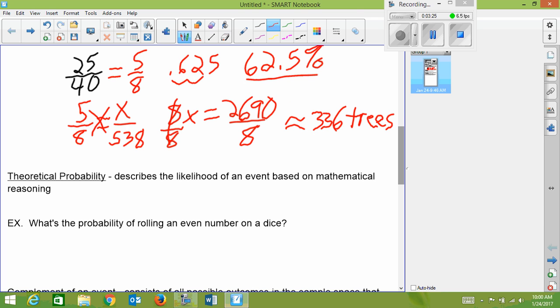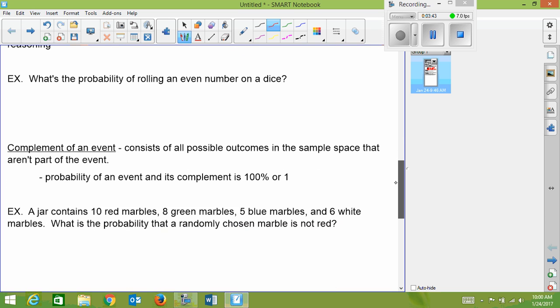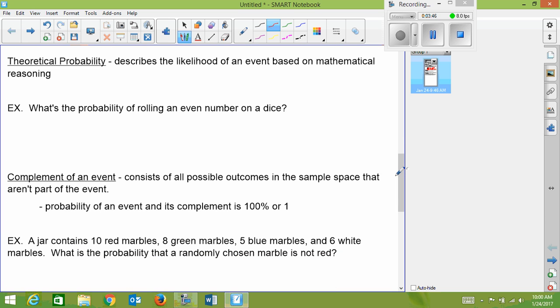So then we also have theoretical probability, and that's something that could happen, not something that did happen like the experimental probability. Theoretical probability describes the likelihood of an event based on mathematical reasoning. My example here: what's the probability of rolling an even number on a die? Well, how many even numbers are there on one die? 3 of them are even out of 6 numbers total, and therefore my theoretical probability is 1/2, or 50% if you want to write it that way.